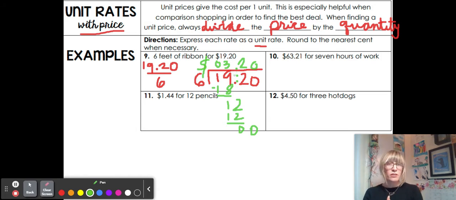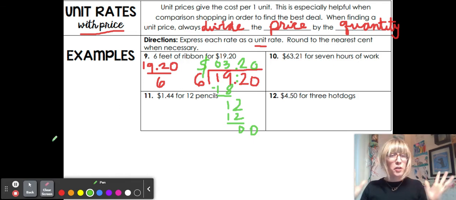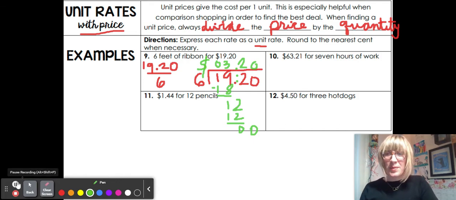So we end up knowing that 6 feet of ribbon for $19.20, when we divide it down to find the unit rate of how much 1 foot of ribbon essentially costs, it costs $3.20. Oof, kind of expensive ribbon. I don't know, not a ribbon connoisseur, but must be some pretty fancy ribbon.